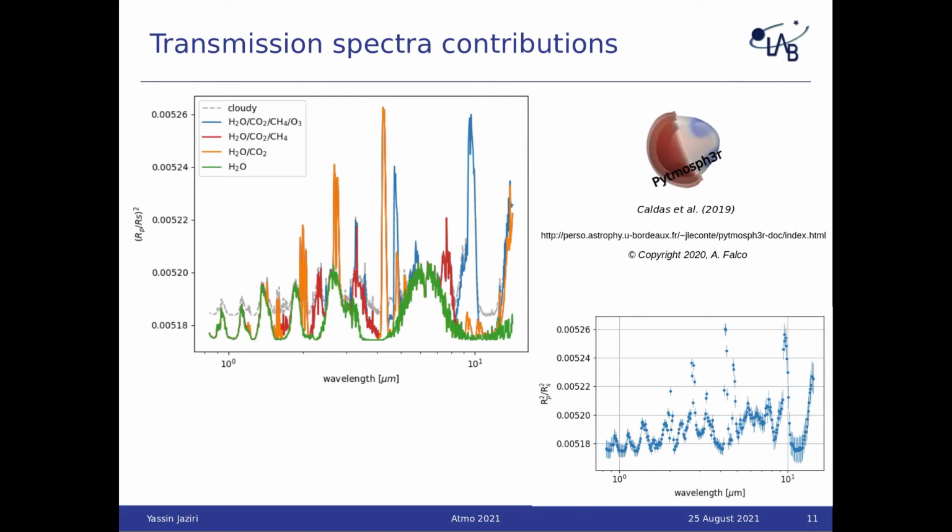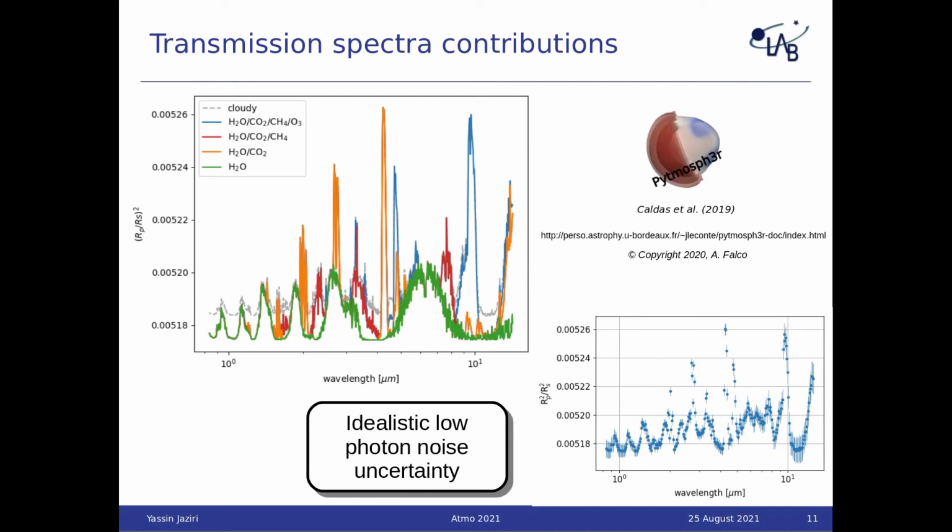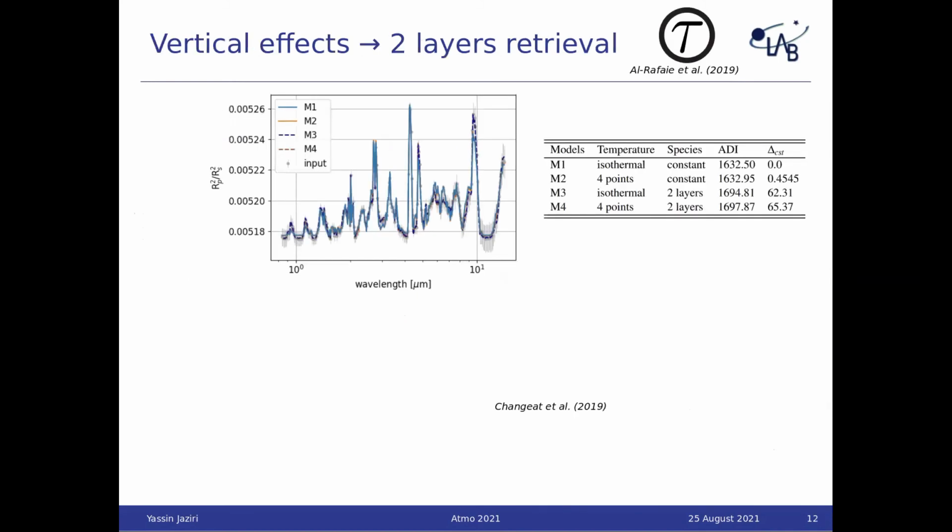And now that we computed the transmission spectra, the idea is to know if we can retrieve the molecules and if we can observe them. So first, for the retrieval, which is a 1D retrieval using the Torex code, we first compute an idealistic low photon noise uncertainty, just to see if we can retrieve what we have in our planet. And I show here four retrievals where I considered either an isothermal or a 4-point model for the temperature, and either a constant or a 2-layer model for the species retrieval.